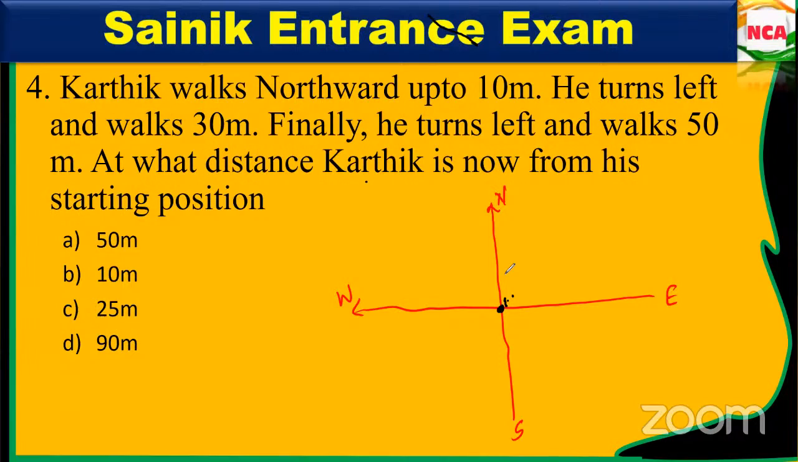So then what is he doing? He walks northwards up to 10 meters. So 10 meters north. Okay, I'm writing 10. After that, he turned left and walks 30 meters. If he is facing north, where are his right and left hand sides? Ma'am, left hand side is west. Right hand side is east. Okay, fine. This is left, and this is right for him now.